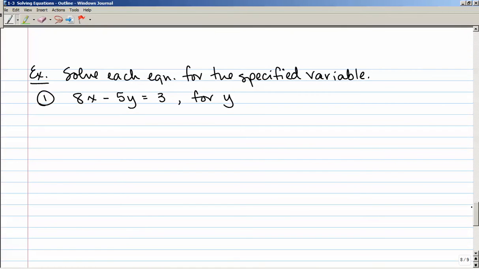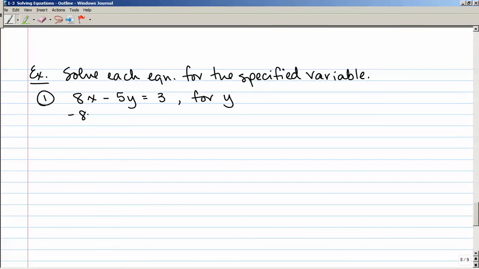So now we need to solve each equation for the specified variable. In other words, I need to write this equation in terms of just one variable. So 8x minus 5y equals 3. I have to solve it for y. I need my final answer to be y equals everything else. So I need to get y all by itself on the left side of the equal sign.